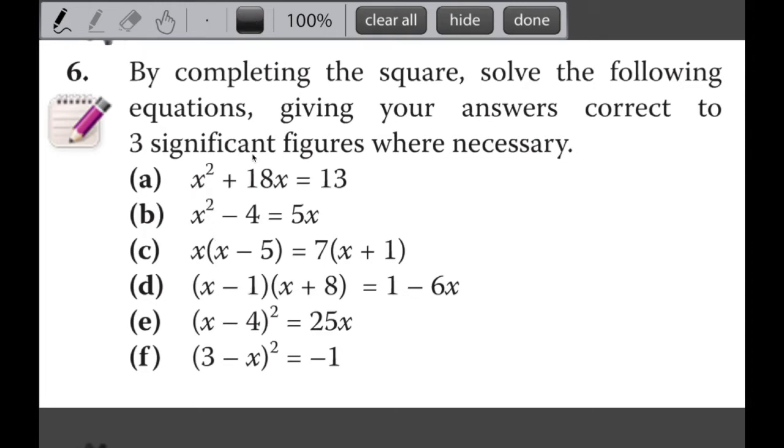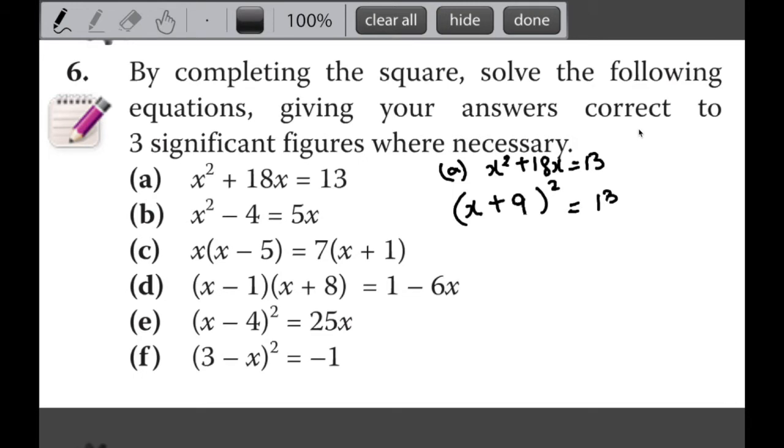Question 6a. Okay, we'll start with the easy one. For part A, you're given x squared plus 18x equals 13. So you know that we don't touch the constant first. We want to complete the square. As usual, this x squared, if you want to factorize it, definitely there's going to be x here. And this 18x, we just got to half this 18, you get 9.